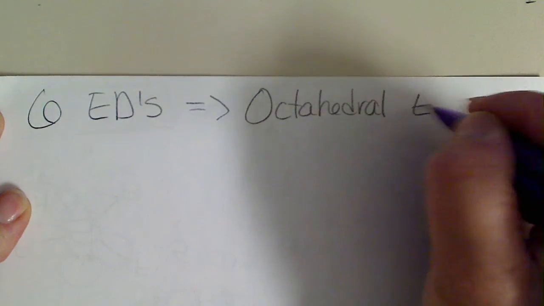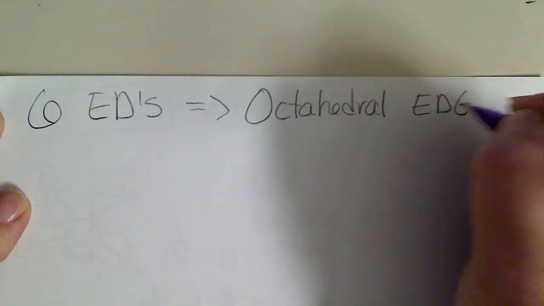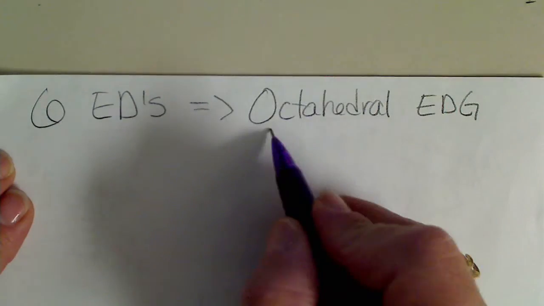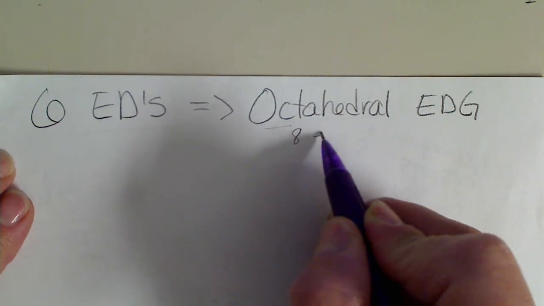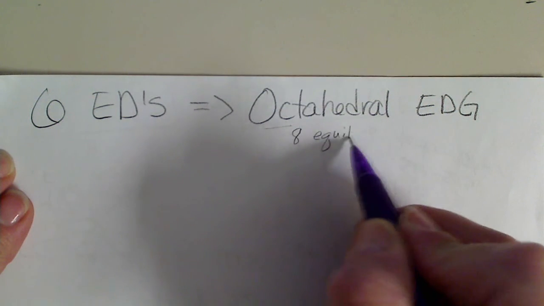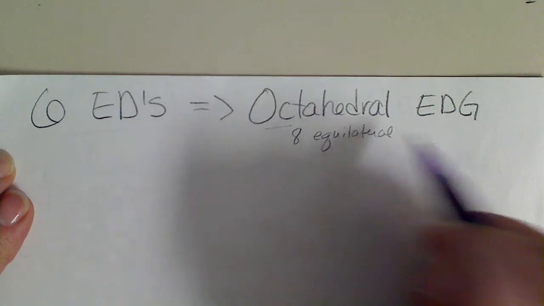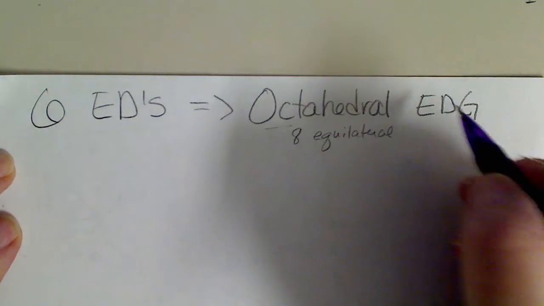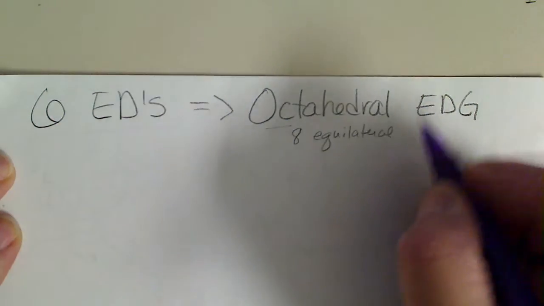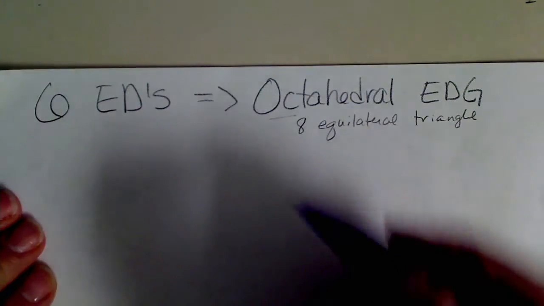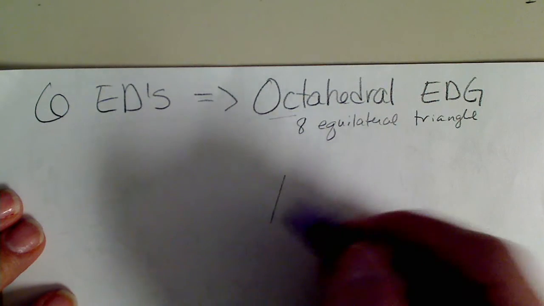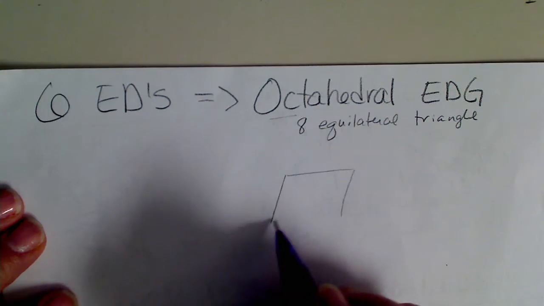Octahedral electron domain geometry. An octahedron is what we would get if we glued 8 equilateral triangles together. We'd have 8 faces on that shape, but only 6 vertices. So I can't really draw one of those very well. My best shot is just drawing a square.